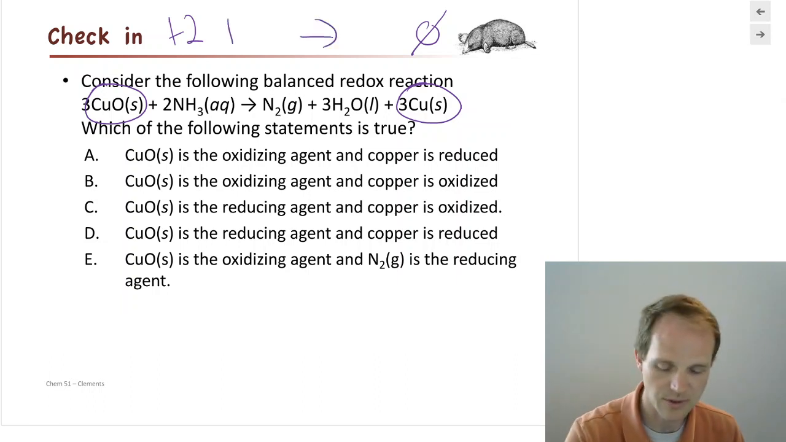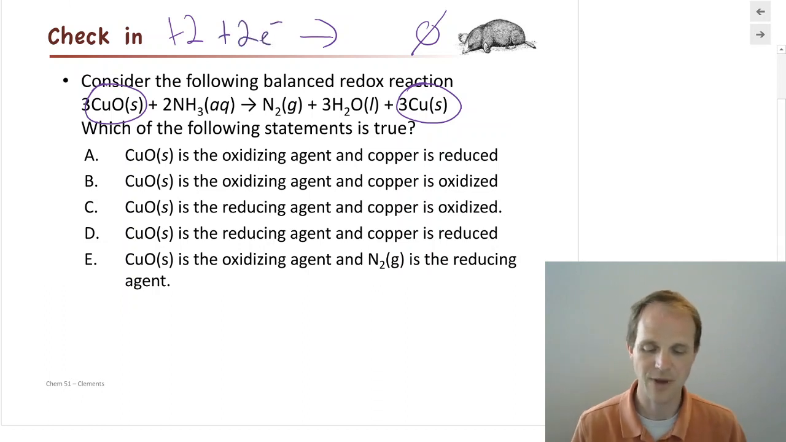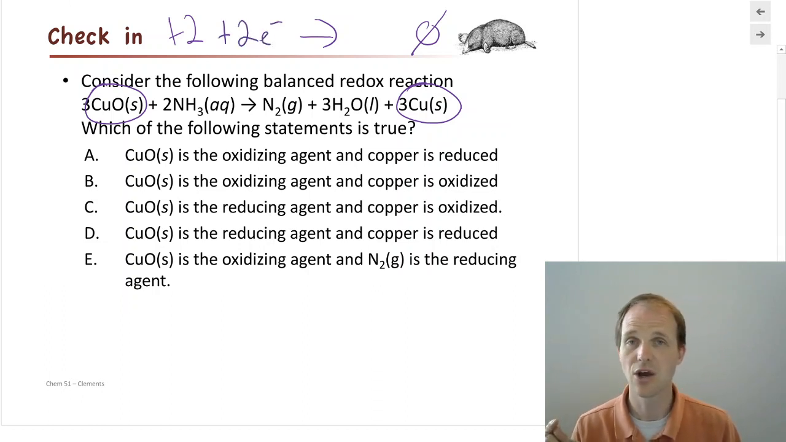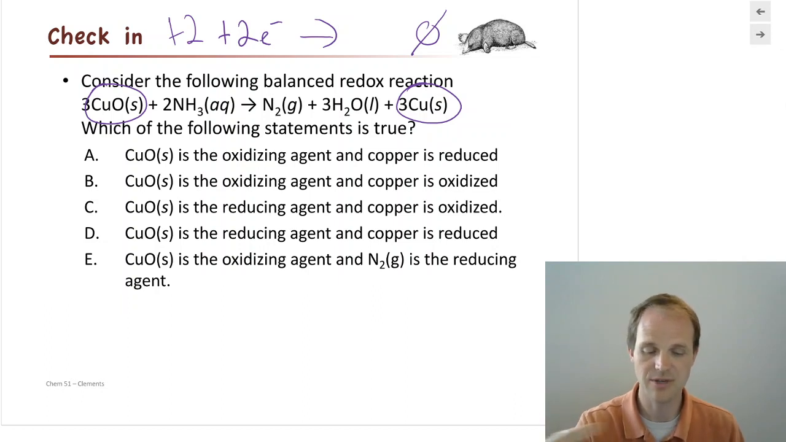How are we going to do that? We're going to add 2 electrons. Right? If we add 2 electrons, that thing is being reduced, right? Plus 2 down to 0, it is being reduced. So copper 2 oxide is being reduced.